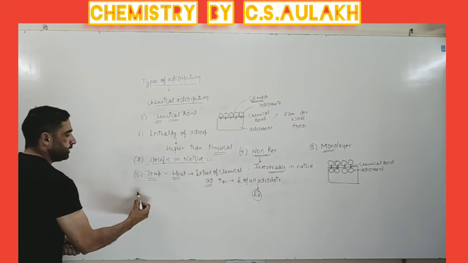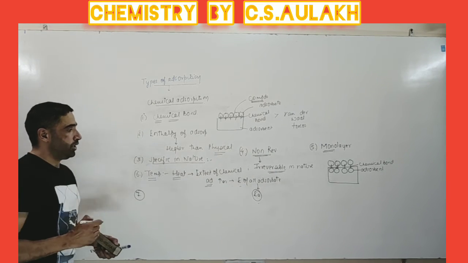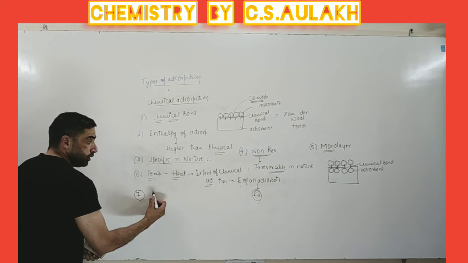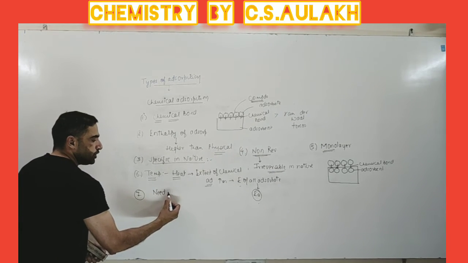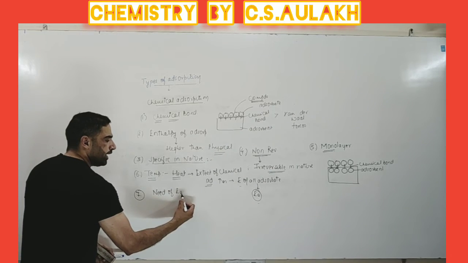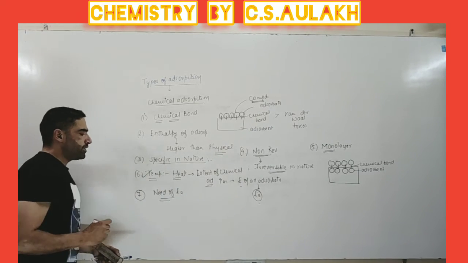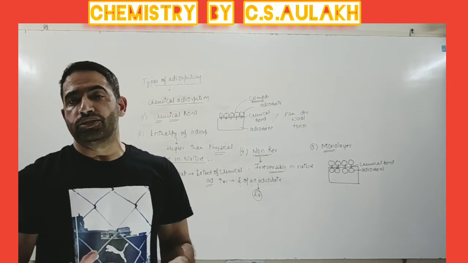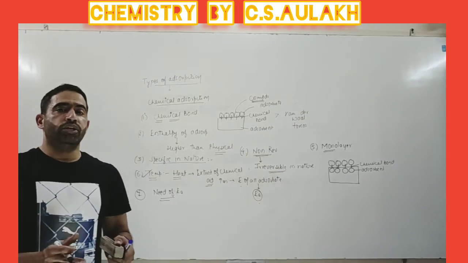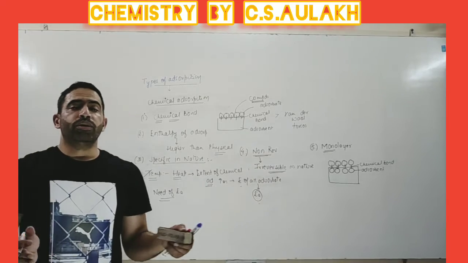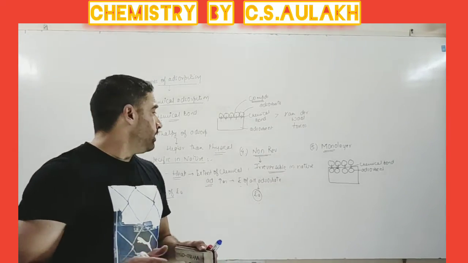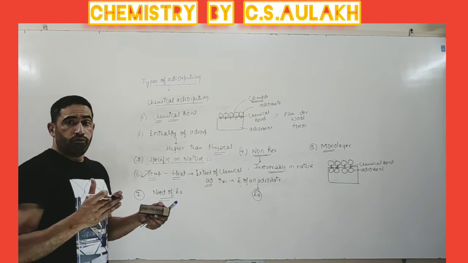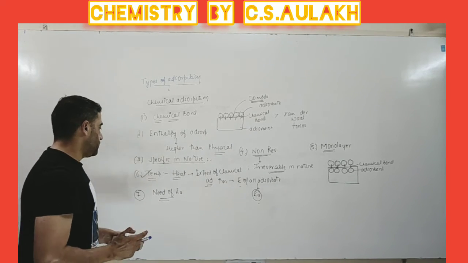Then next is the seventh characteristic feature in comparison to the physical. There is a need for activation energy. This we have already discussed in the sixth point, because there is a chemical reaction between adsorbate and adsorbent. So there is a need for some energy. Only then can the adsorbate molecule react with the adsorbent. Hence, there is a need for some activation energy. Only then does chemical adsorption occur.